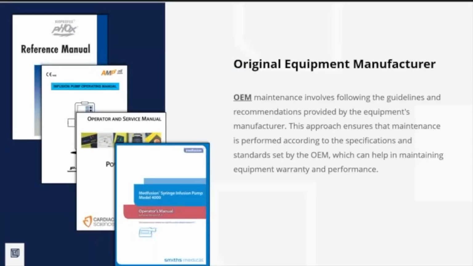So as we talked earlier, original equipment manufacturer. You're following the guidelines and recommendations provided by the equipment's manufacturer. I pulled a couple screenshots of some manuals, but basically that means you're going through these manuals. If you're putting your procedures in your CMMS, in your work order system, you're either copying and pasting those into the procedure or referencing these manuals or having PDFs of these manuals uploaded into your CMMS so you can reference them. That's what you're doing to that equipment on a regular basis.